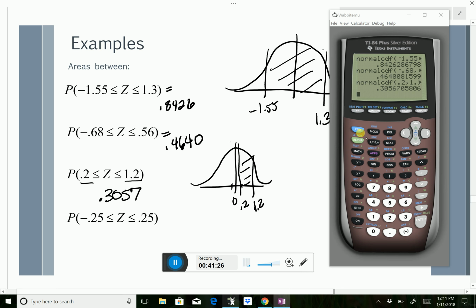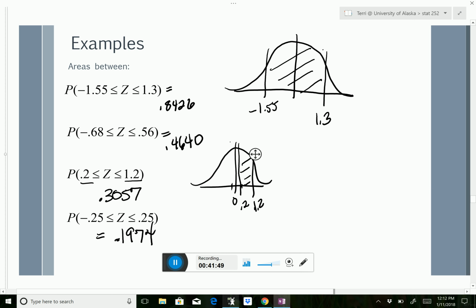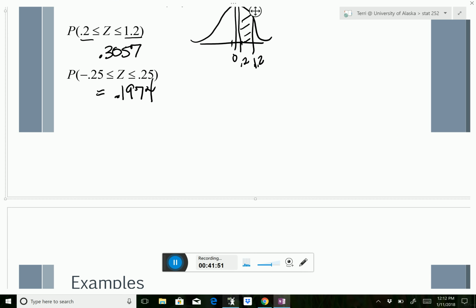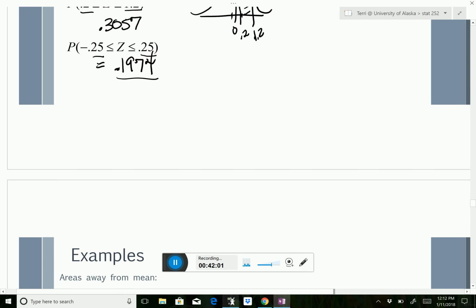So we're going to have number 2, negative 0.25 up to positive 0.25. And enter twice, and we have 0.1974. So, not too bad, right? That's within a quarter. Remember that z-scores is how many standard deviations you are from the mean. So we're a quarter of a standard deviation away from the mean, and about 20% of the data falls there. Just kind of an interesting thing.